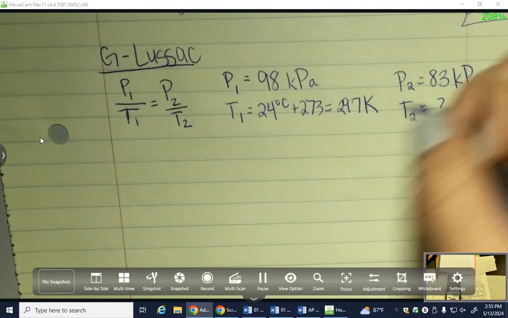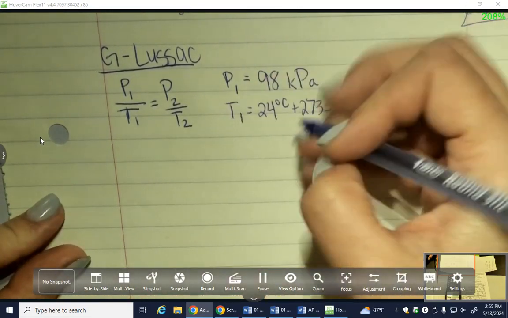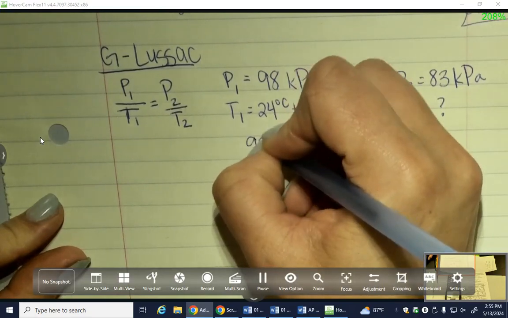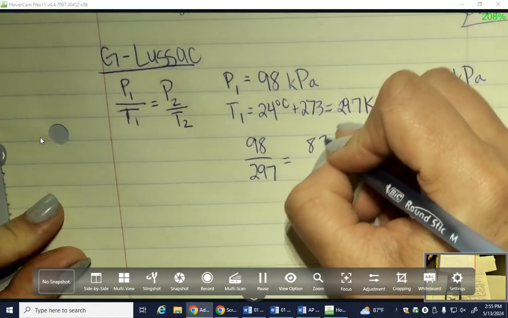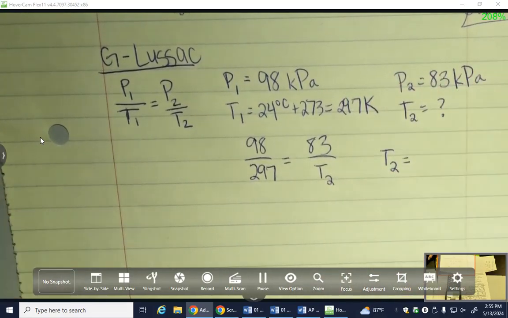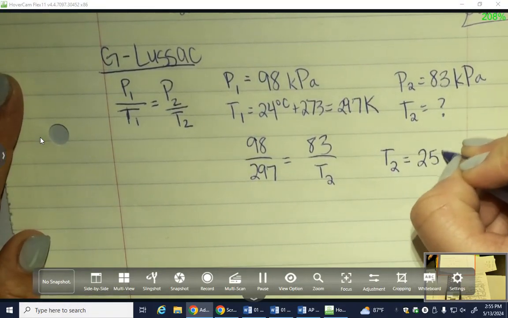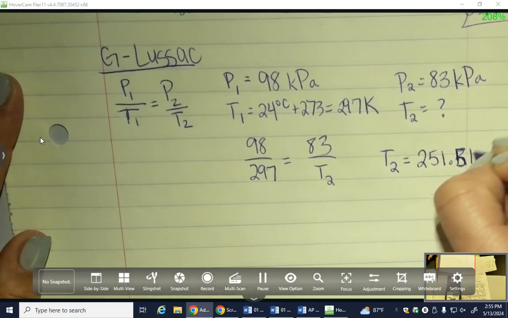All of that, we plug right in. We have 98 over 297 equals 83 over T2. What did you guys get for T2, my people who already typed it in? 251.5 is correct. And that is in Kelvin.